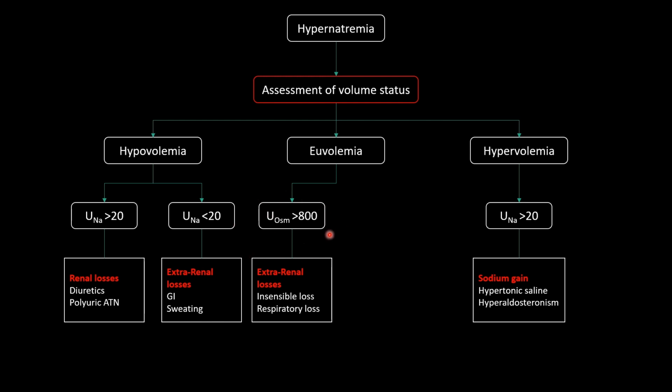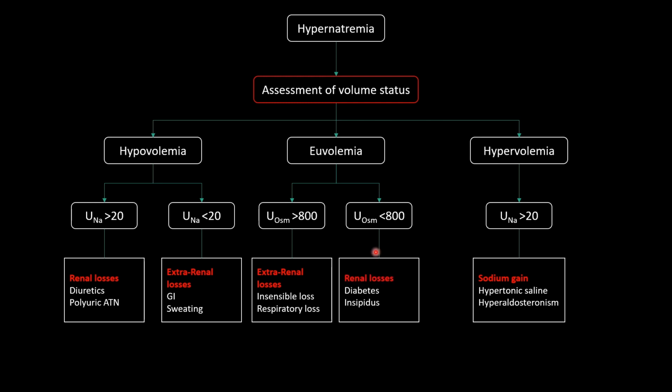So what are the causes? Extrarenal losses like insensible water loss and respiratory loss. And lastly, if in this condition of euvolemia the urinary osmolality is less than 800, that means the patient is excreting a dilute urine. As a result, the increasing water loss from the body is causing the concentration of the remaining sodium inside the body to rise, so that hypernatremia is happening. And obviously, the excess excretion of dilute urine is caused by diabetes insipidus. So this is the approach to hypernatremia in a child.